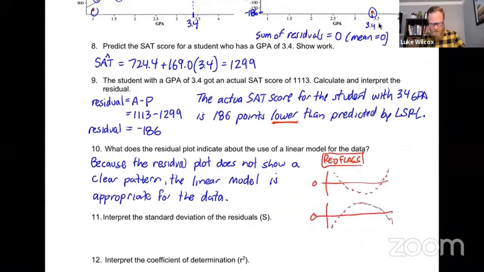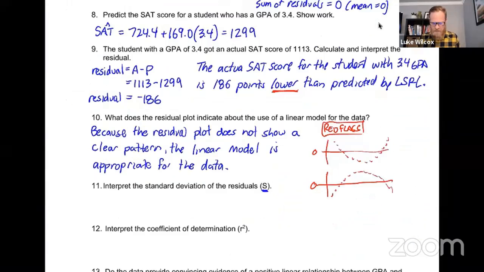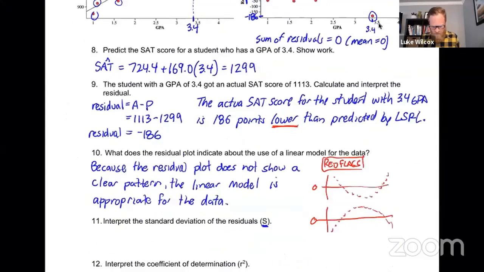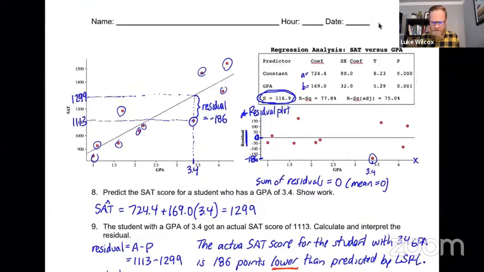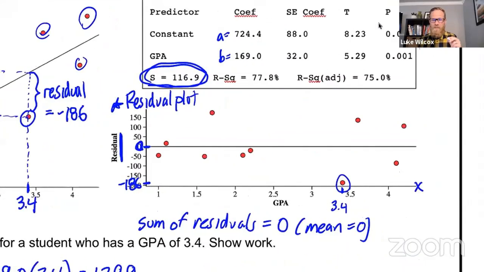Okay, so let's move on to question number 11 and 12, which is straight up interpretations that you just have to know. You've got to know a couple of interpretations here. The first one is for what's called the standard deviation of the residuals, S. Well, it's not likely you'd have to calculate that, but it's more likely you'd have to interpret it. So if you look up here, we know the value is 116.9. All right, you can get that right from the computer output, but we need to understand what that represents. Okay, it's the standard deviation of the residuals.